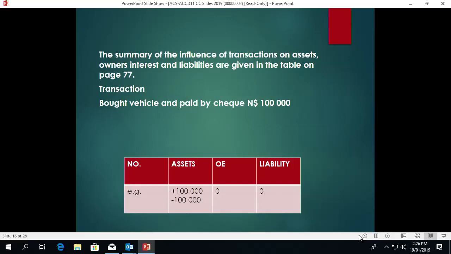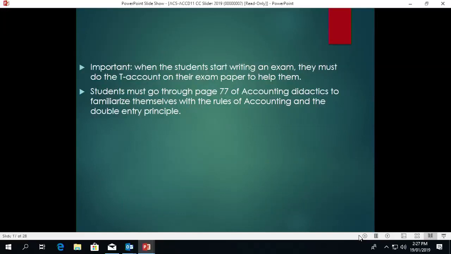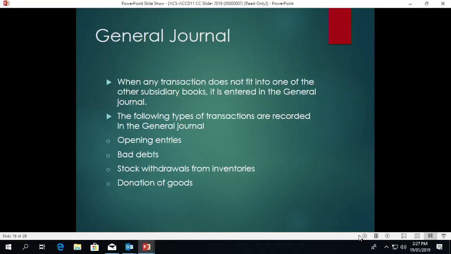But in the past examinations, this is a section where students score marks. It's one of the easiest ones. And then if you are to write an examination, on the side of your examination, you can even come up with a T account to help you to know which account is receiving, which account is giving. The one that is receiving, you plus. The one that is giving, you minus.